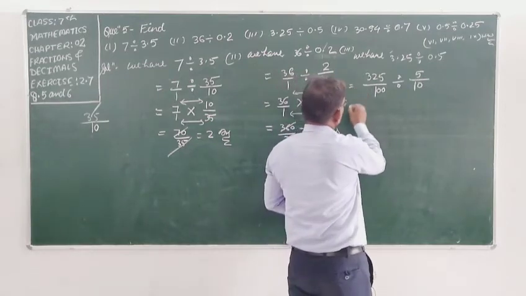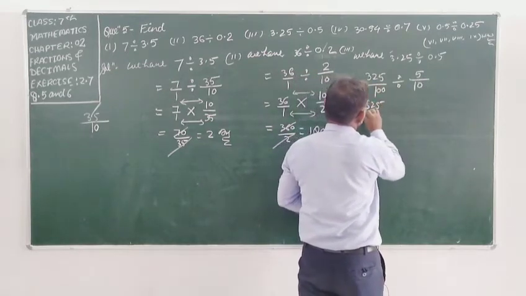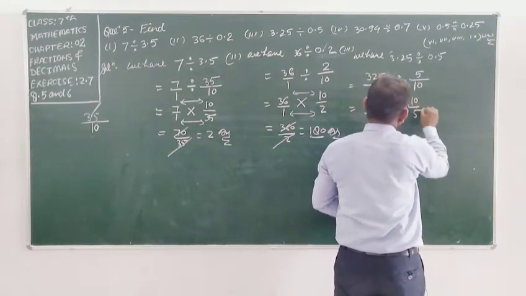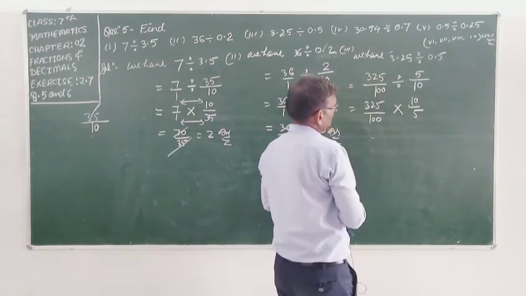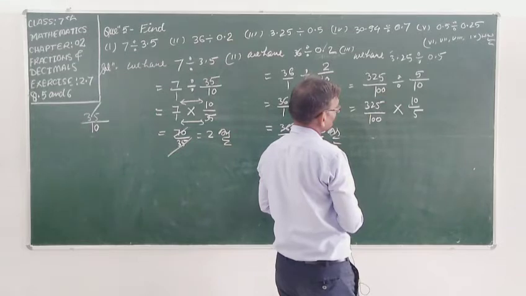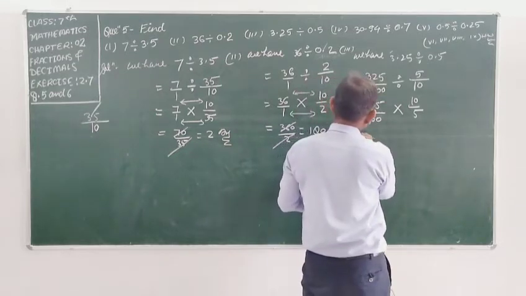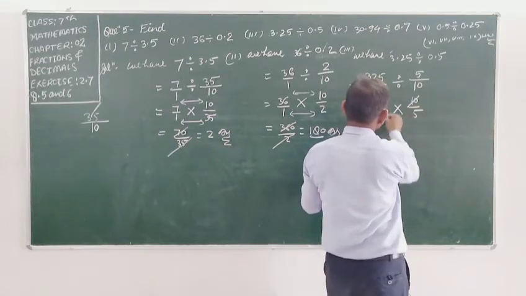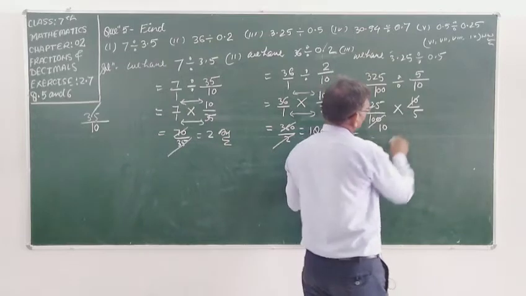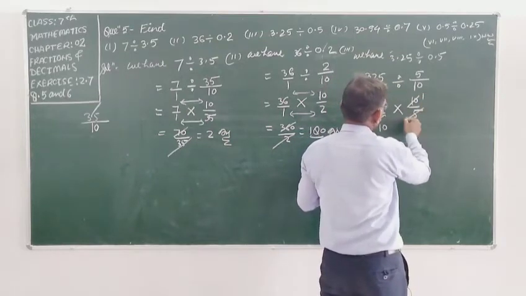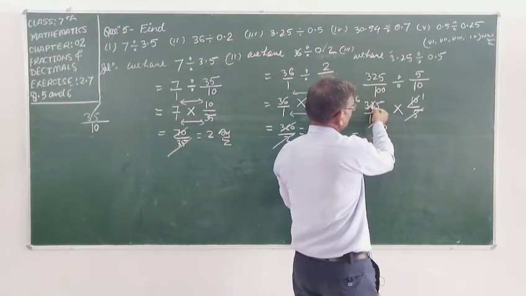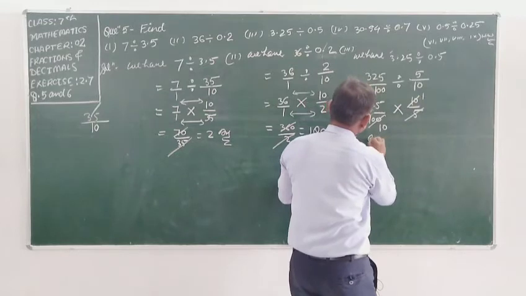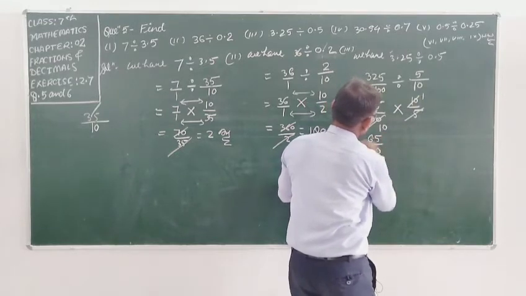Now student, divide it: 325 upon 100 into, write the reciprocal, 10 upon 5. So student, we get 10 tens are 100, 10 ones are 10, and 5 6 are 30, 5 5 are 25, 65 ones are 65. We get 65 upon 10.